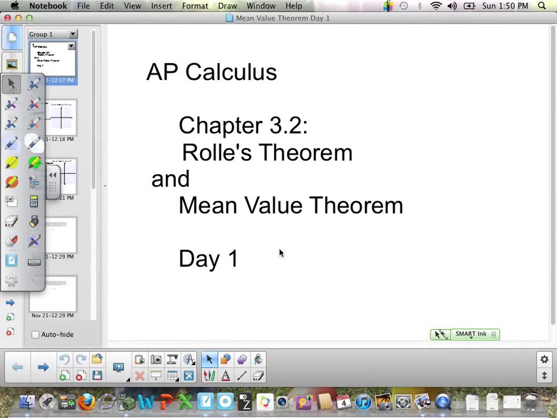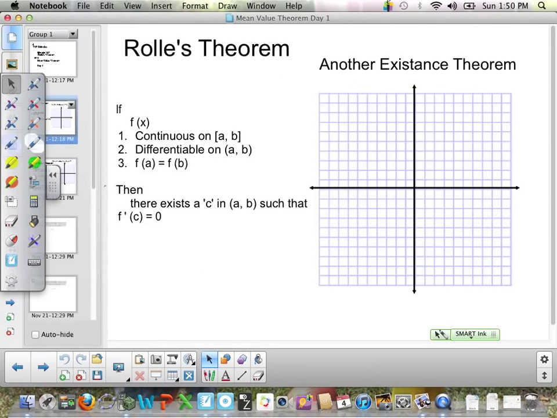Chapter 3.2, Rolle's Theorem and Mean Value Theorem, Day 1. Two more existence theorems, bringing the total to 4. All right? Rolle's Theorem.